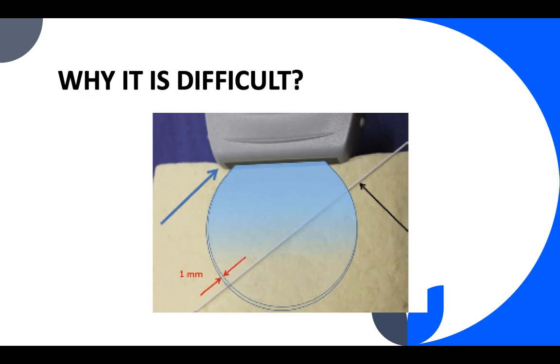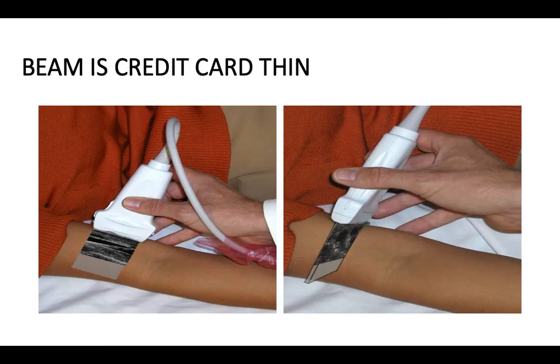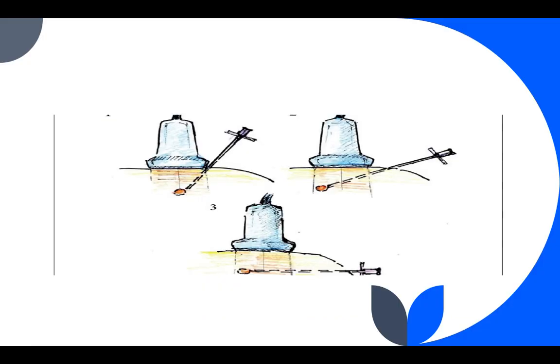Visualization of the needle, this is very important. It is difficult because the ultrasound beam is 1 millimeter thin. So if the needle is in this beam, then only you can visualize it. But there are certain maneuvers with which you can visualize it in a better way.